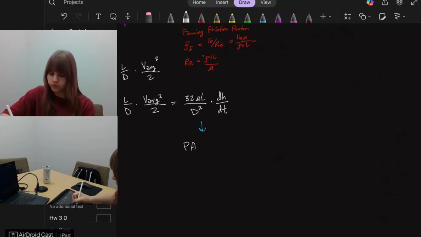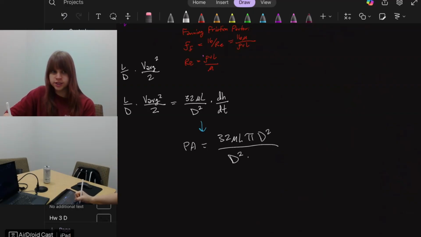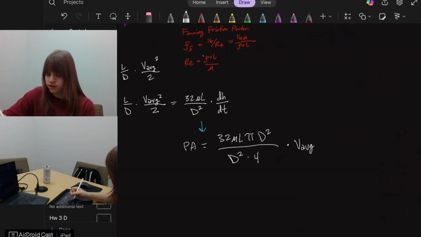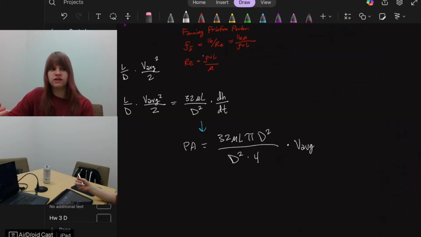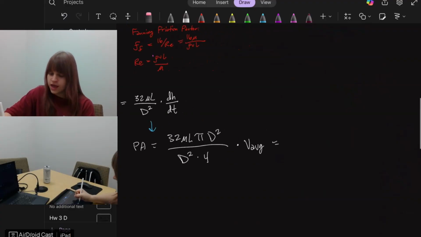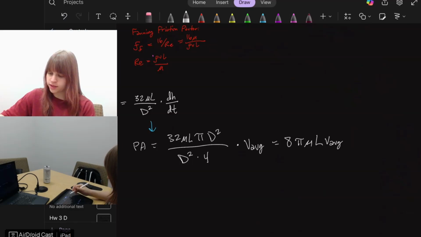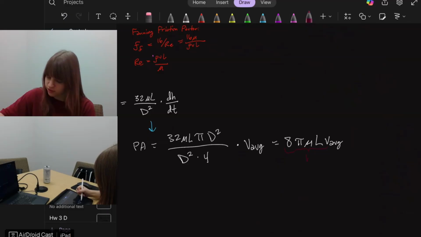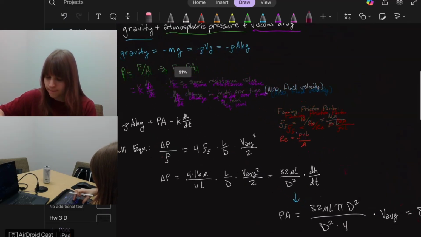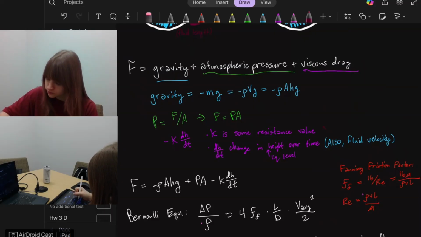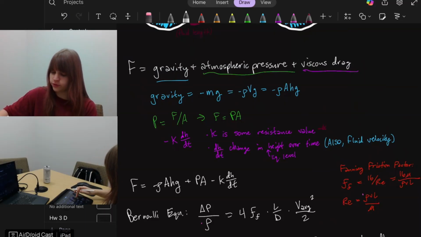PA is equal to 32 mu L pi times the diameter squared over the diameter squared times 4. And this is multiplied by the average velocity. As we said, that is what dH dt is. And this leaves us with 8 pi mu L times V average. And this right here is actually that K value I talked about up here. Basically, that's what we just solved for.